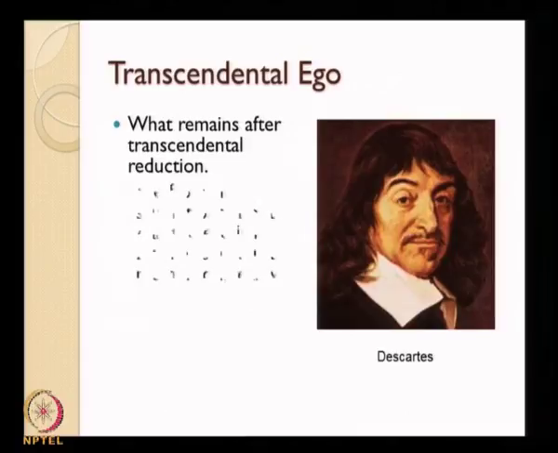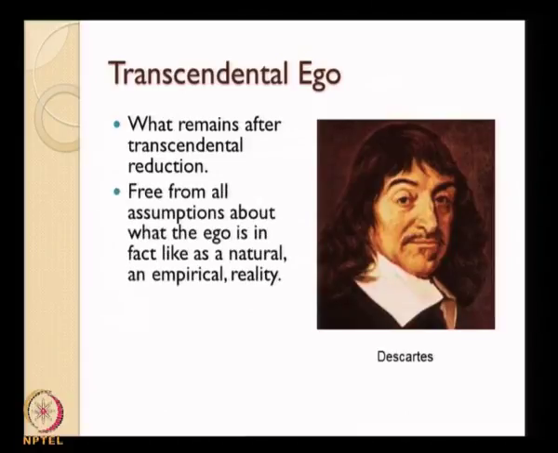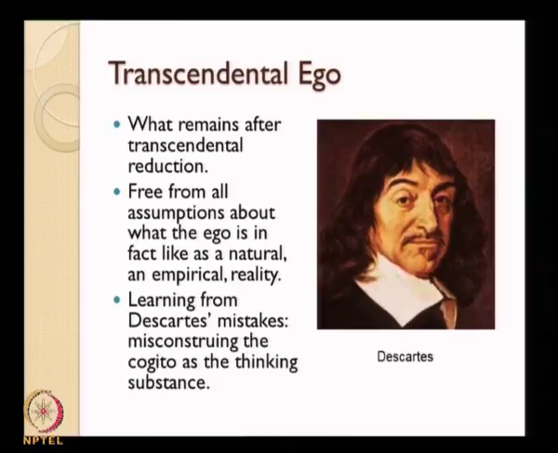So, Descartes ultimately reached the cogito, the famous cogito ergo sum, and this, according to Husserl, is very significant in phenomenology. He was very close to the phenomenological reduction, terribly close we can say, to the kind of phenomenological reduction which Husserl was initiating. But what remains after the transcendental reduction is free from all assumptions about what the ego is in fact, like a natural and empirical reality, learning from Descartes' mistake.